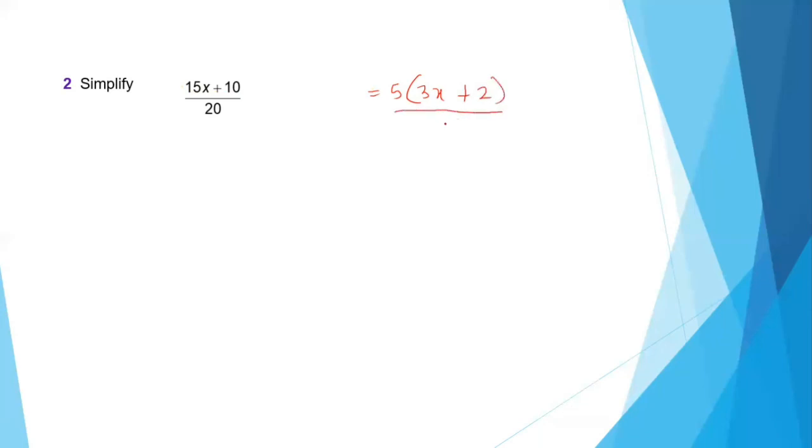And the denominator was 20. Now 20 and 5 can be divided by 5. So dividing by 5, 5 ones are 5 and 5 4s are 20. So finally I get 3x plus 2 upon 4 as the simplified form.